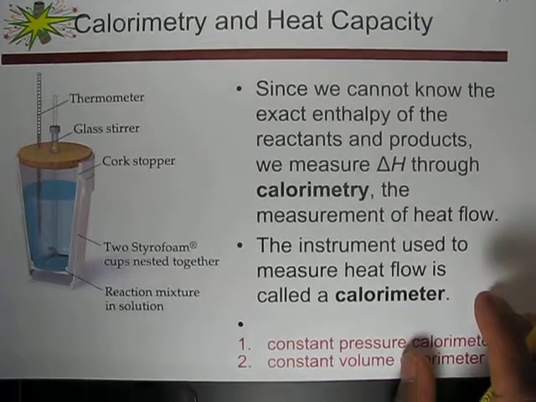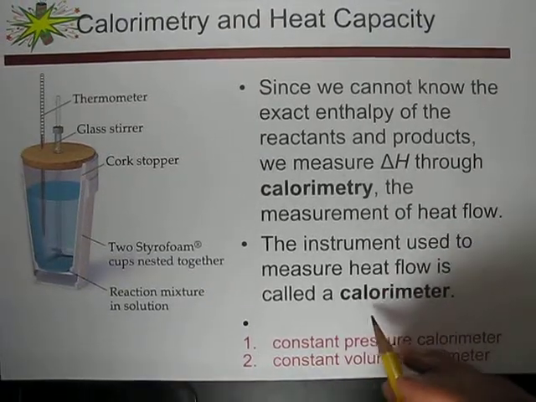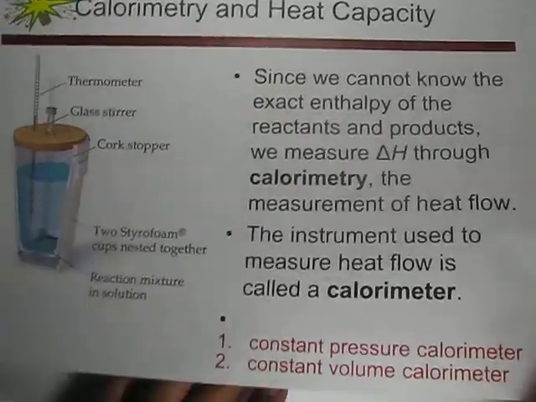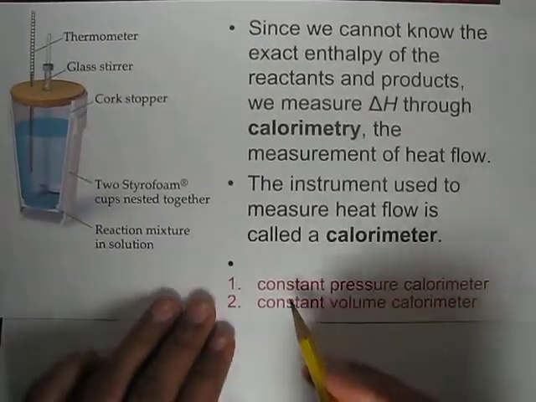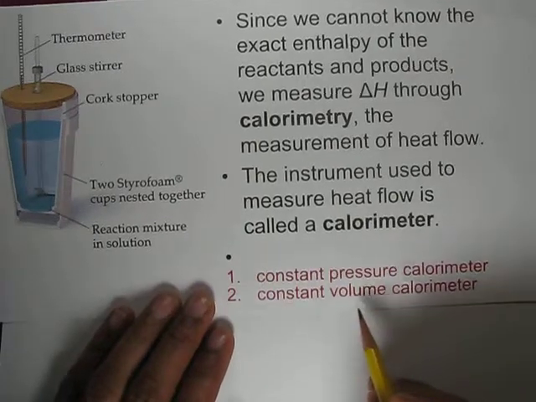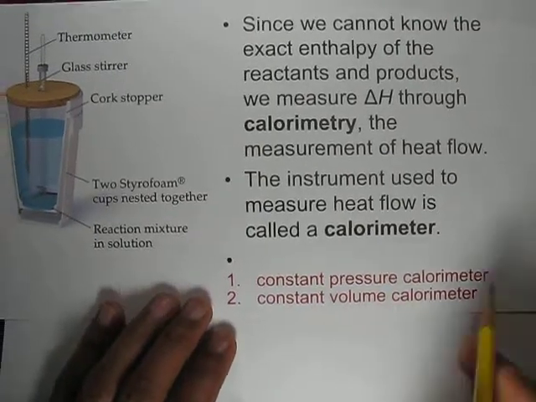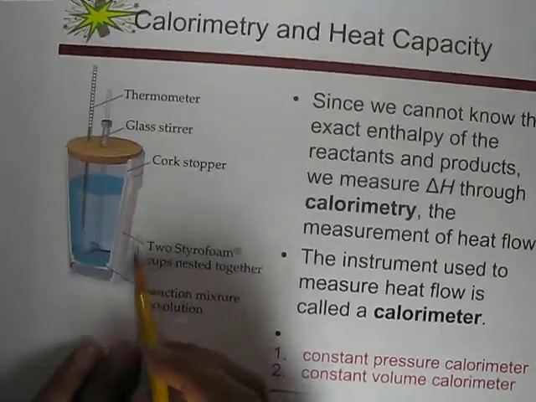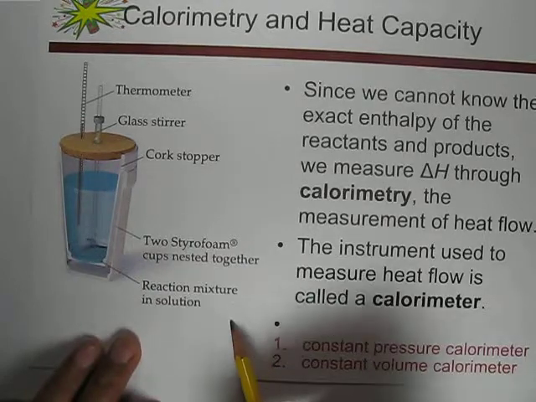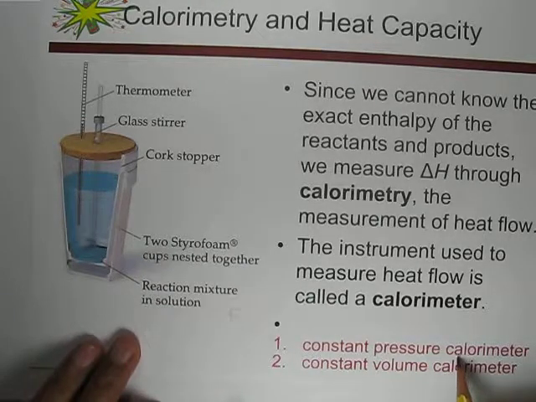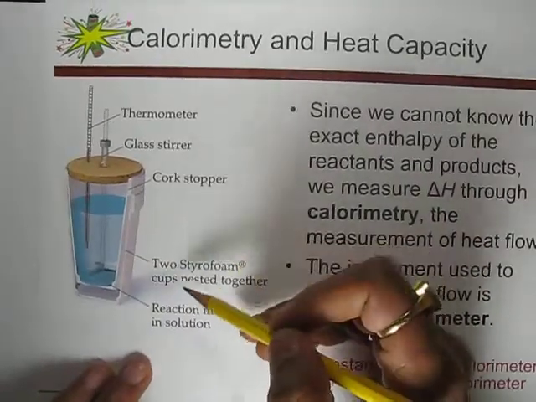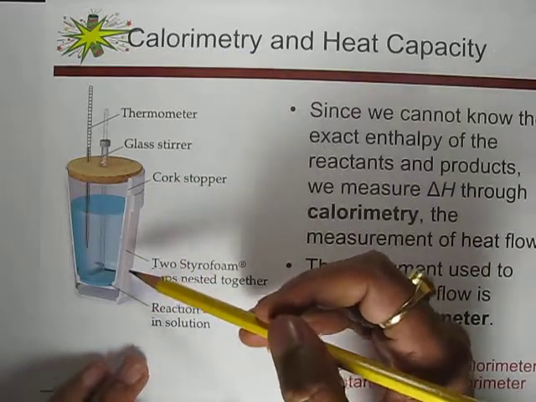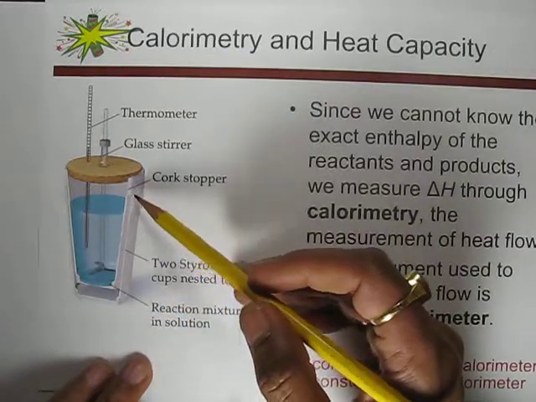The instrument used to measure the heat flow is called a calorimeter. There are two types of calorimetry: constant pressure calorimetry and constant volume calorimetry. In this picture, the calorimeter is an example of a constant pressure calorimeter, where you can see two styrofoam cups stacked on each other.